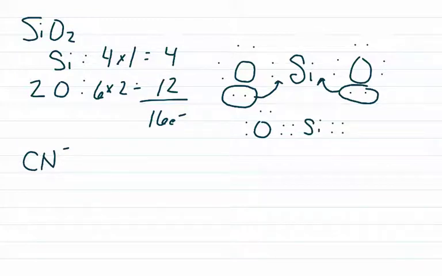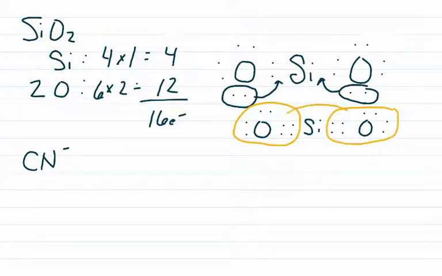and this one has 2 bonding pairs between them, as well as 2 lone pairs over here. Now let's check and see how many electrons are in each valence shell. This oxygen has 8 still, this oxygen has 8 still, and silicon also has 8. So the Lewis structure of silicon dioxide has 2 double bonds in it.